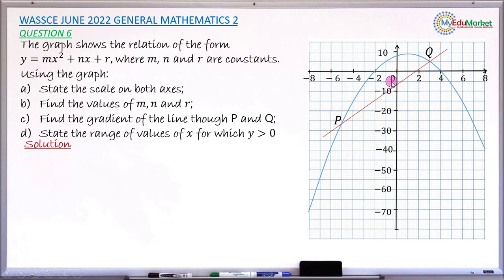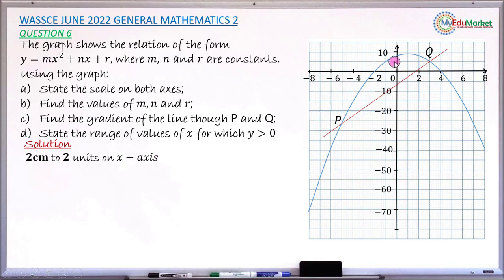The same is applicable in the left part of the x-axis. That is 0 to minus 2 is another 2 centimeters. Minus 2 to minus 4 is another 2 centimeters, which means the scale on the x-axis is 2 centimeters representing 2 units. So write 2 centimeters represent 2 units on x-axis. You can equally write 1 centimeter to 1 unit because you can divide through by 2. So this is the scale used on the x-axis.